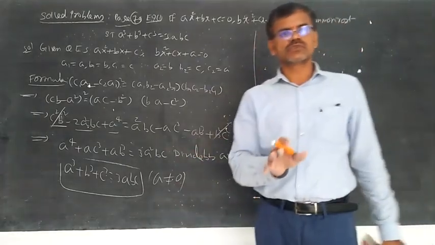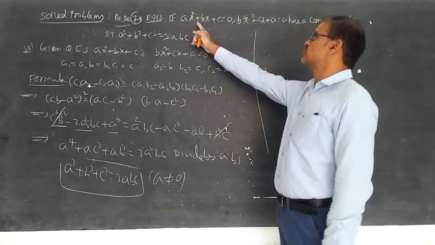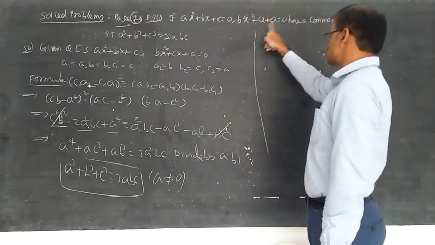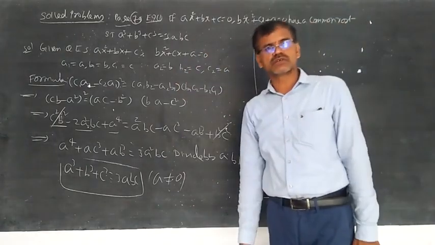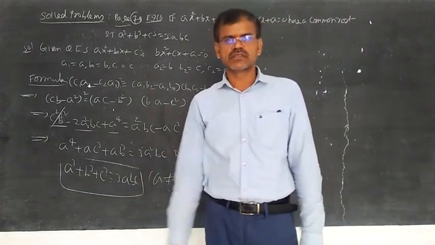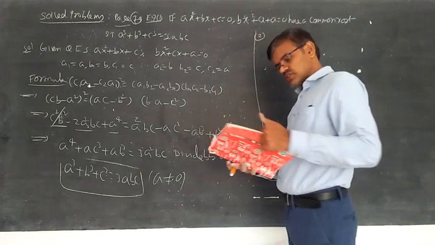Students, if the same question arises in objective type, then what is the way? Simply put the shortcut: a plus b plus c equal to 0. Whenever a plus b plus c equal to 0, we know very well a cube plus b cube plus c cube equal to 3abc. It is the 8th class formula.